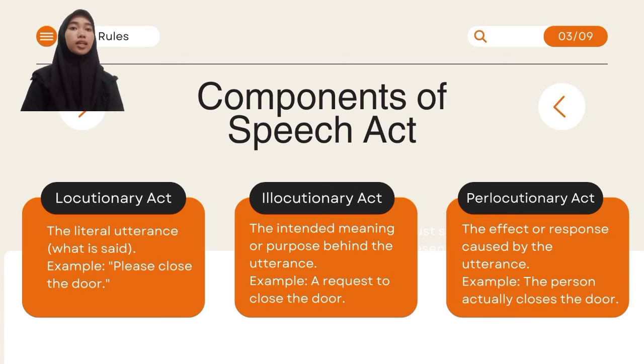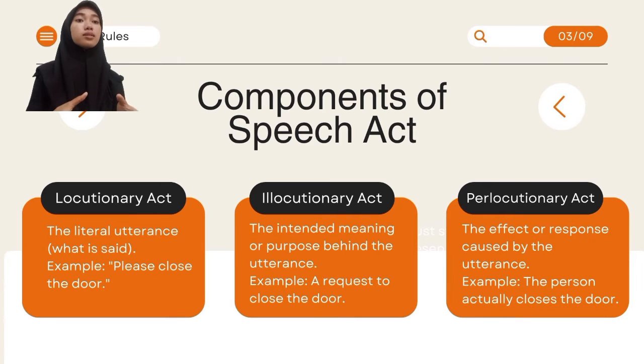Okay, there are three basic components of speech act, and let's break it down into its three main components. There are locutionary act, illocutionary act, and perlocutionary act. These components work together to explain how language functions as an action. Okay, the first component is the locutionary act, which refers to the literal utterance.